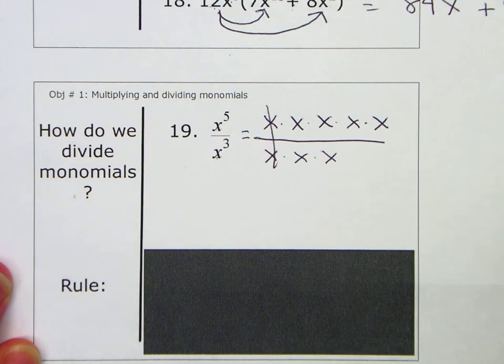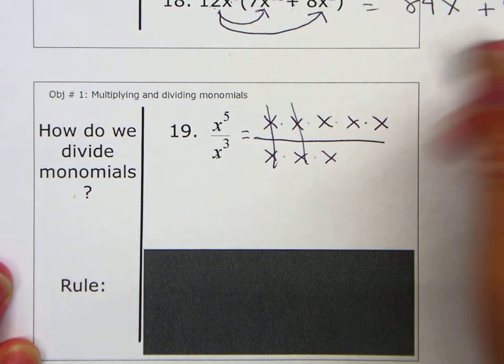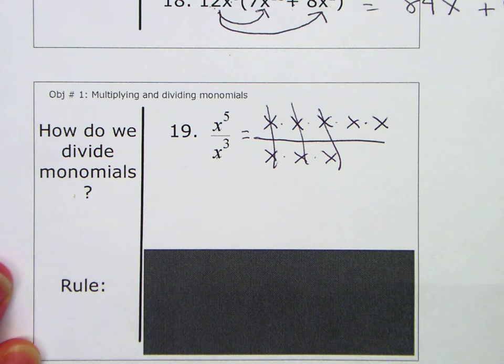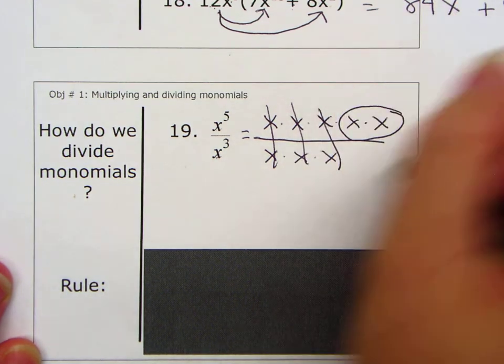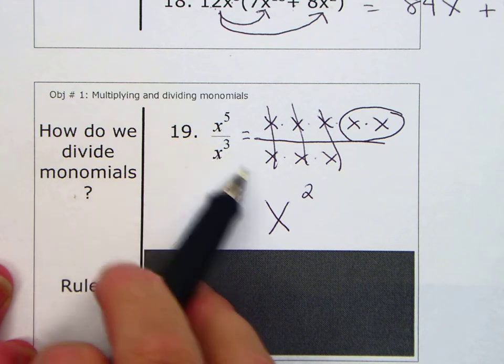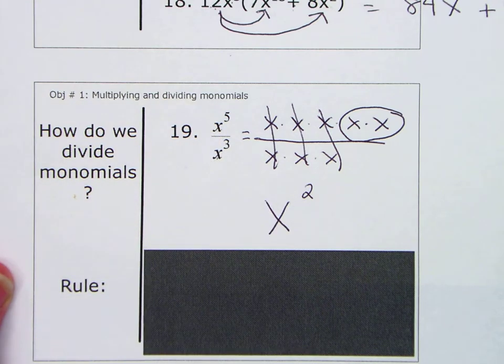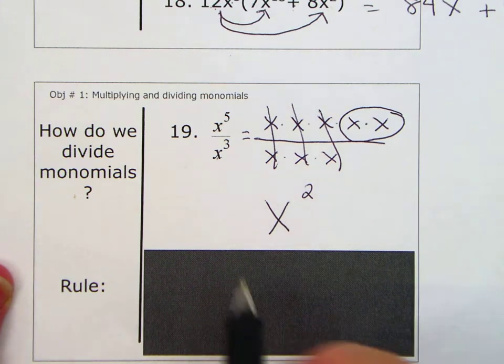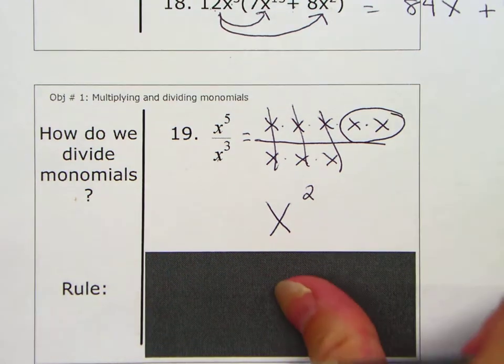X divided by x is 1. X divided by x is 1. X divided by x is 1. How many x's do we have left? 2. So we have 5 and 3 and ended up with 2. What do you think the rule is there? Subtraction. So we'll write this on the next page. The rule is subtract. Okay.